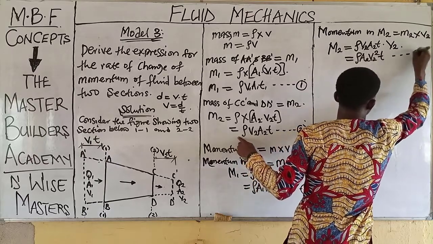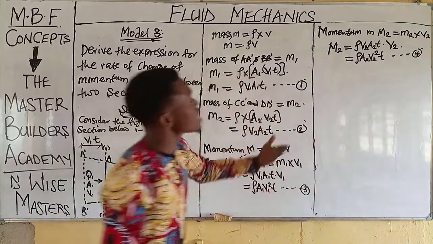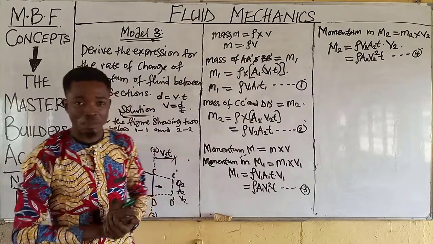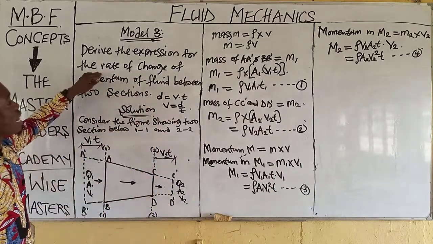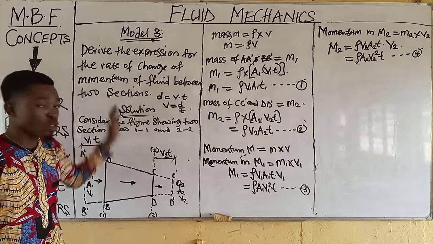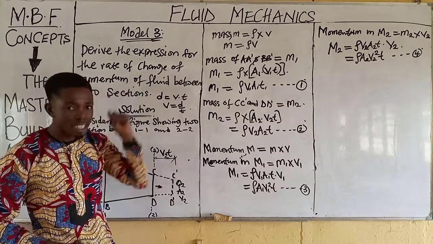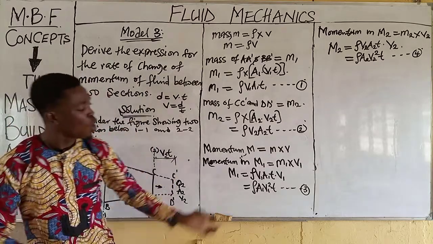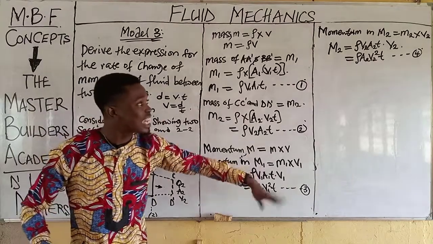This is equation 4. Then the next is to obtain the change in momentum, because the question says that we should find the rate of change of momentum. So now let's obtain the change in momentum. And what is change in momentum? It is the difference between the entry and the exit.